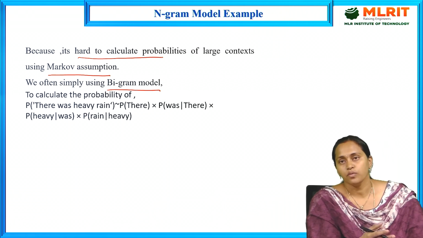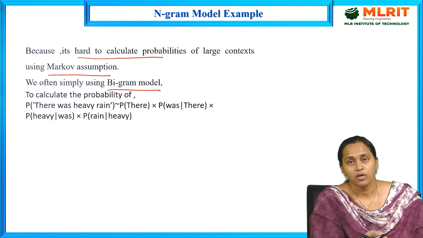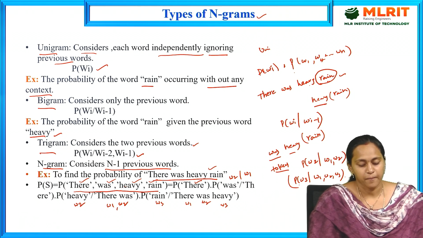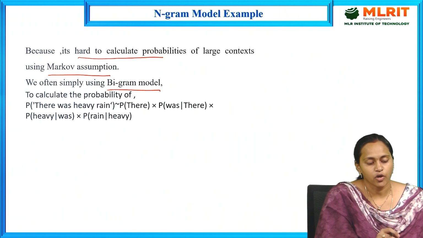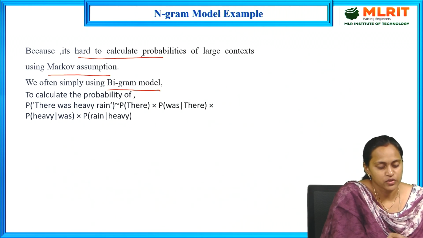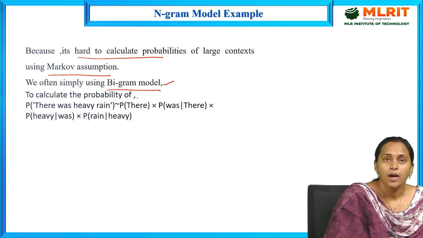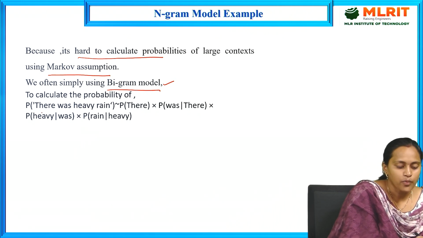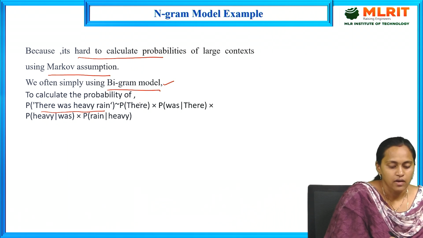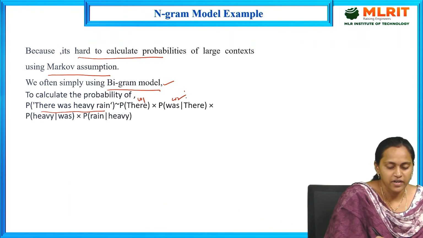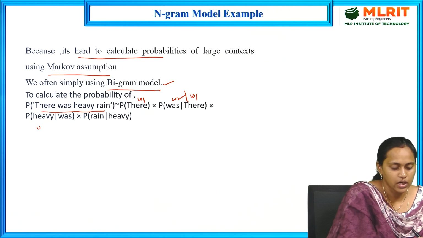Because the database means words are repeating, that is the drawback. To overcome this drawback, we are using the bigram model to calculate the probability of the bigram. By using the bigram model, the probability of "there was heavy rain" is the probability of W1 "there", then W2 given W1, then W3 given W2.